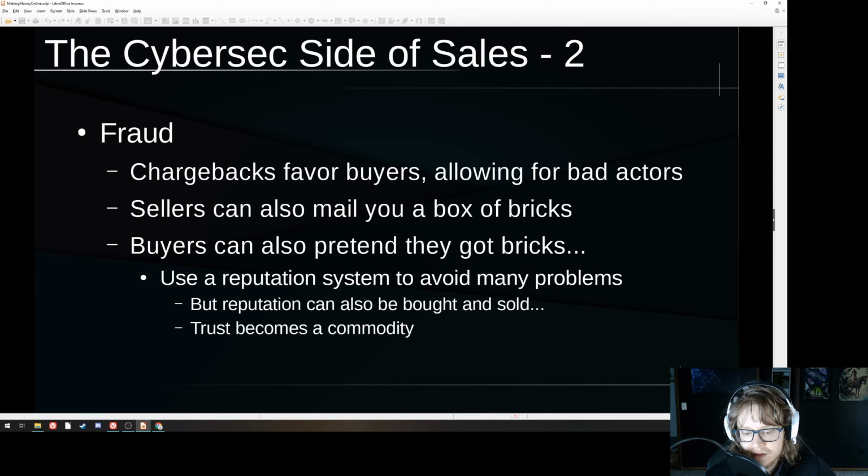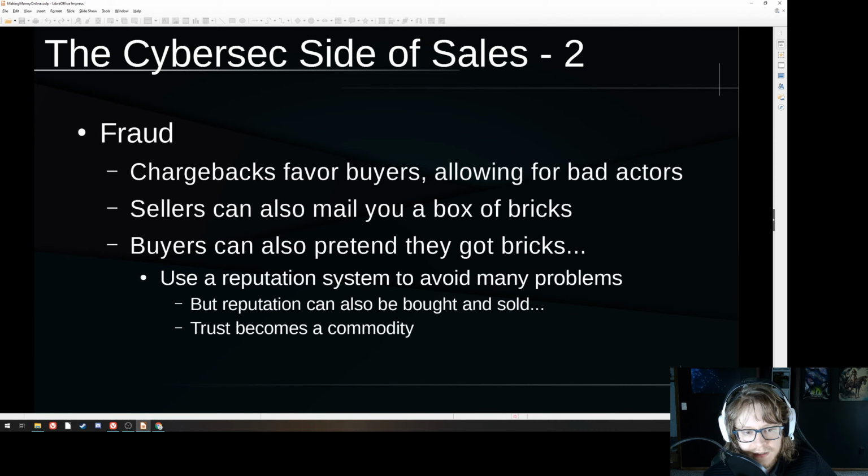And then, of course, there's the potential for fraud very easily on both ends. The seller can simply mail you a box of bricks and say that they sent you what they sent you, no refunds. And the buyer can pretend that they got a box of bricks and say, give me a refund. The only way to avoid both of these scenarios is to use some kind of reputation system, which is what eBay had for a long time.